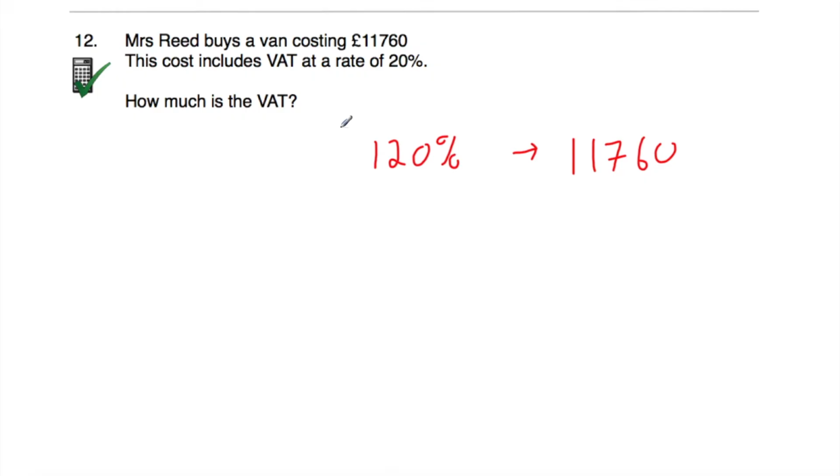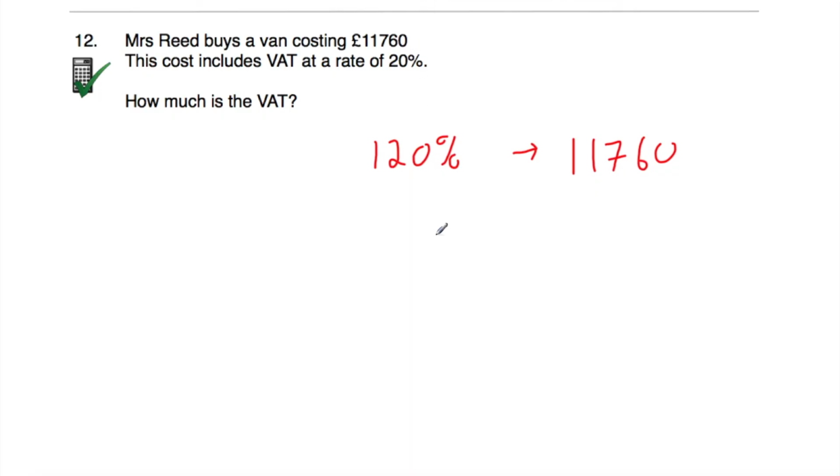So in this question, we could approach it in a few different ways. We could find out how much the van would cost originally without the VAT, and then take that away to see how much the VAT would be. Or we could find out what the 20% is. What I'm going to do is find the cost of the van without the VAT to begin with, just to show you that method. Because the cost includes VAT at a rate of 20%, we've now got 120%. The cost of the van is 100% and the VAT is 20%, so that's 120%, and that's equal to £11,760.